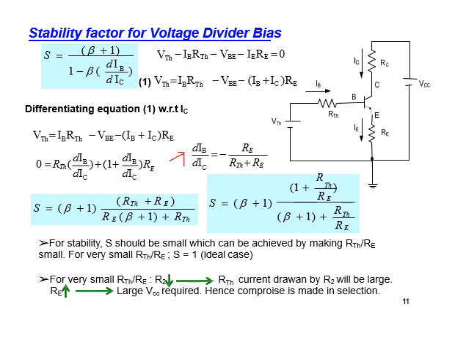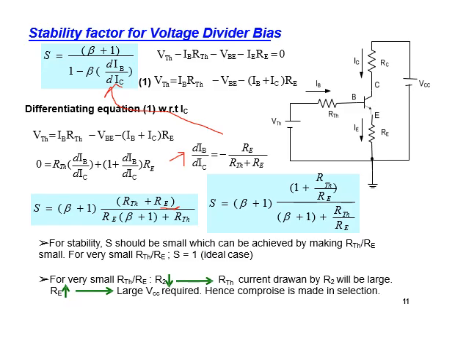So the stability factor S becomes equal to beta plus 1. By putting this dIB by dIC in this equation, the expression becomes S is equal to beta plus 1 into RTH plus RE upon RE into beta plus 1 plus RTH. Now rearranging this equation and dividing the numerator and denominator by RE, the expression becomes beta plus 1 plus RTH upon RE, upon beta plus 1 plus RTH upon RE.